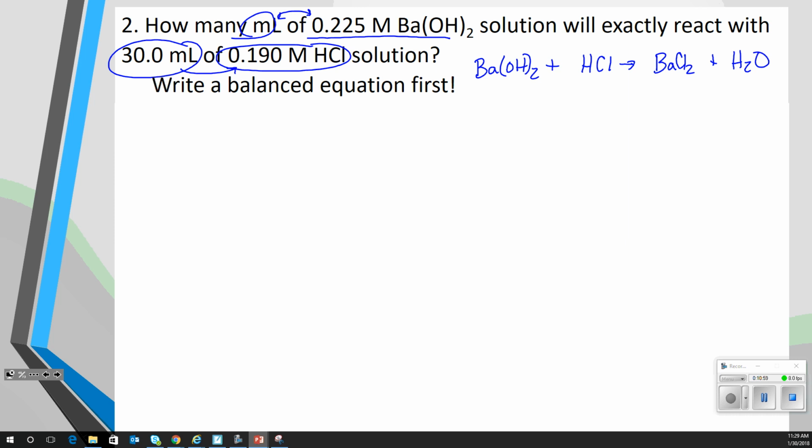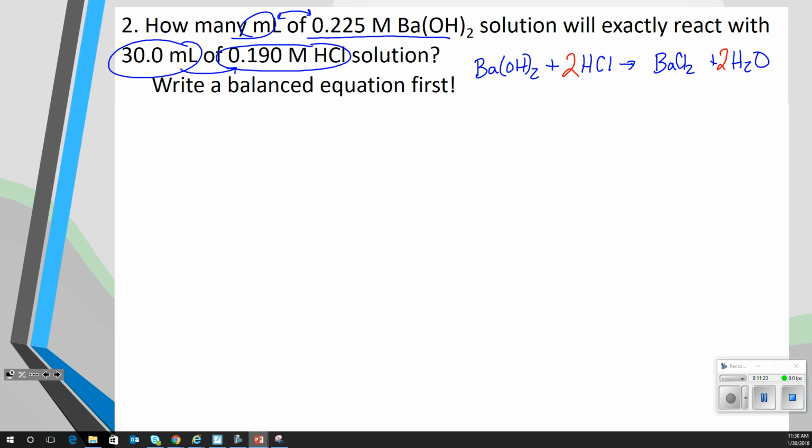I need 2 oxygen, so what do I need to do? 2 in the water, okay, and what else needs to be balanced? 2 on the HCl because I need 4 hydrogens and 2 chlorines, right? Is it balanced now? Okay, so now I've got a balanced equation that I can work with. Now I'm going to put what I have underneath it. I'm going to do that in green.